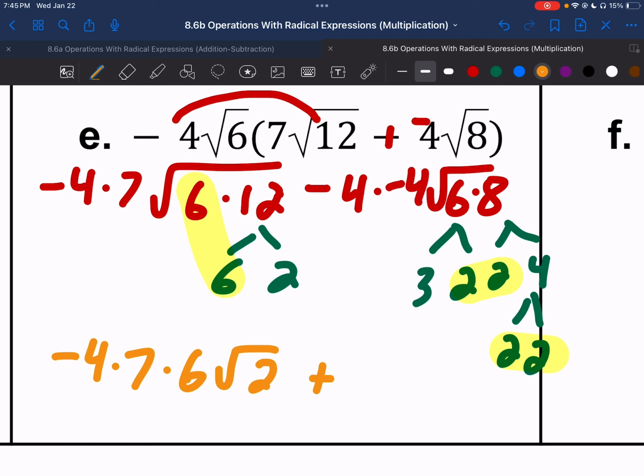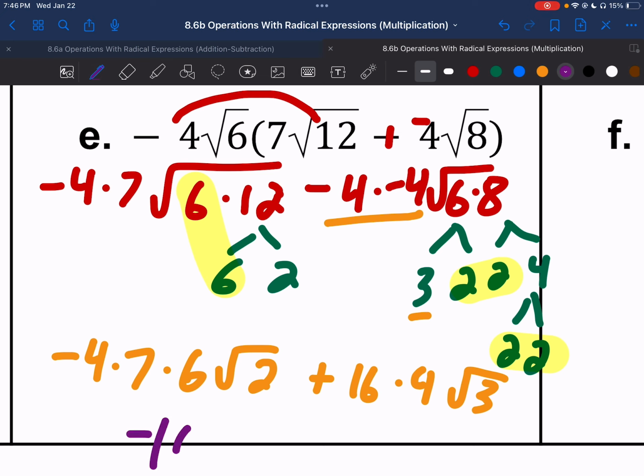And we have a plus 16. I did the negative 4 times negative 4, just to simplify it there, times 4 square root of 3. And now we need to multiply our final values together. So negative 4 times 7 is negative 28, times 6 is negative 168 square root of 2, plus 16 times 4 is 64 square root of 3.